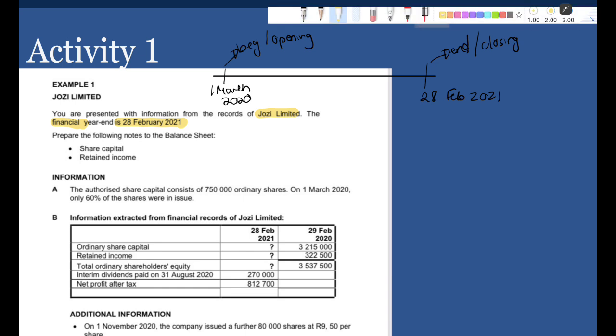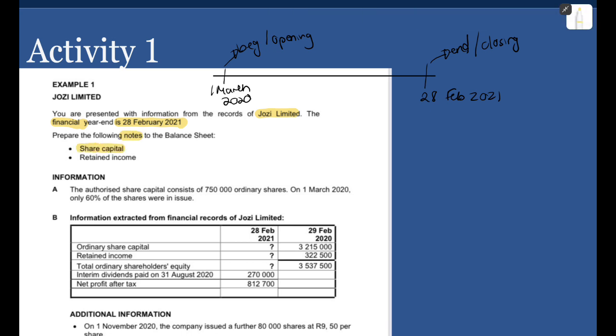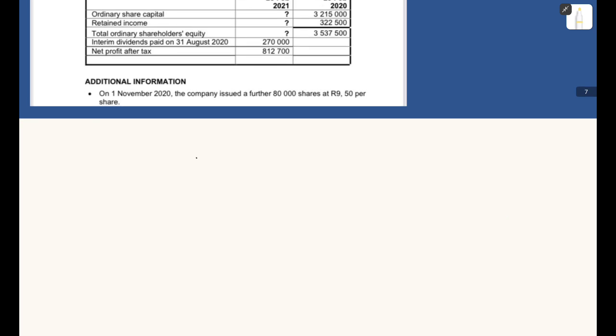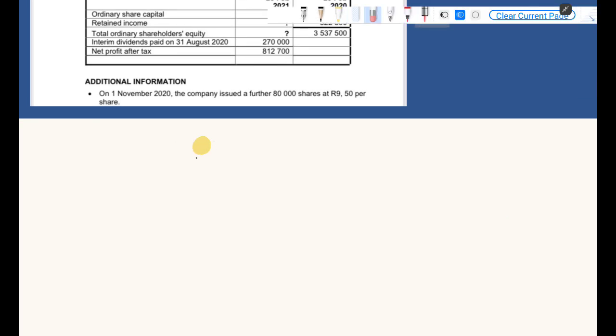Then the next thing they tell us is that we need to prepare the following notes to the balance sheet: the share capital note. For now we're going to focus on the share capital note, then we'll do retained income later on. So let's go and see how to prepare the ordinary share capital note.